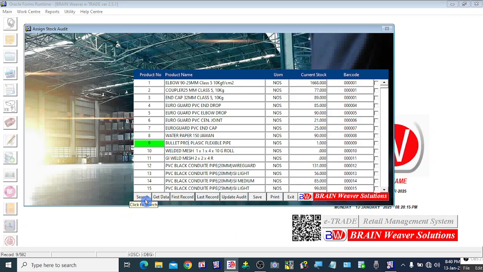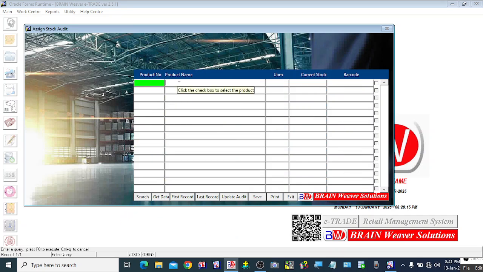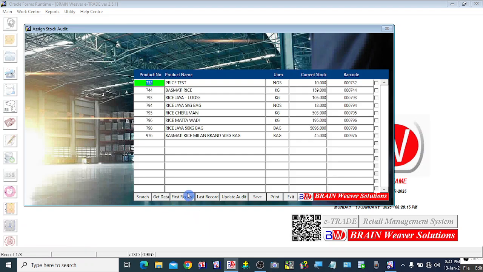Here I am searching one of the products, rice. There are different varieties of rice I have in my store. To choose a product for emergency stock audit, on the right side you can see one checkbox. Whenever you click a specific checkbox, that specific product's background color will be changed to yellow. It means we have included this product into the emergency stock audit.